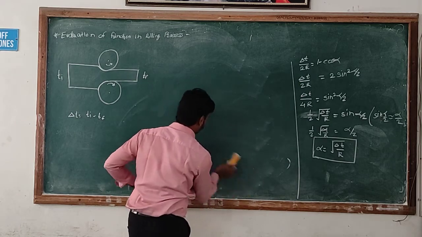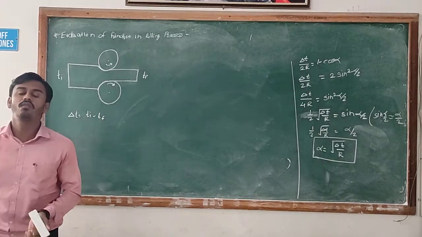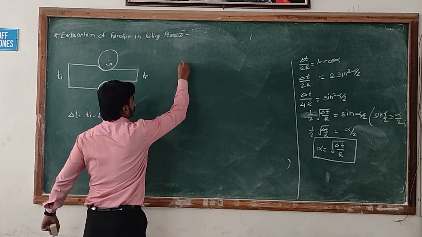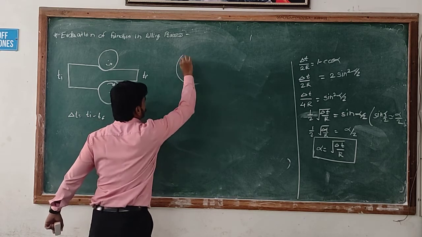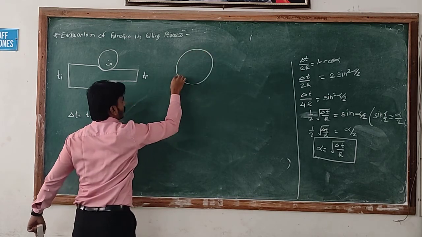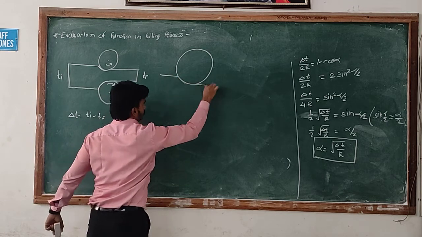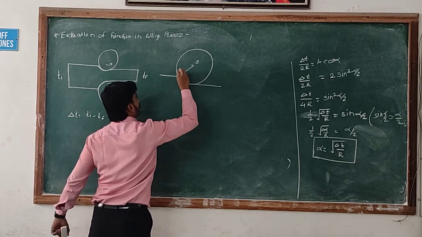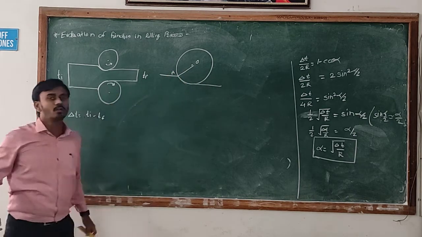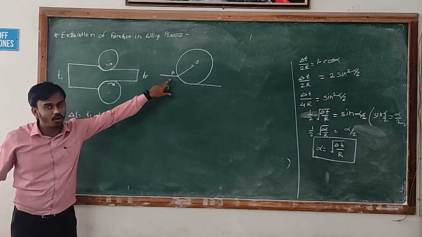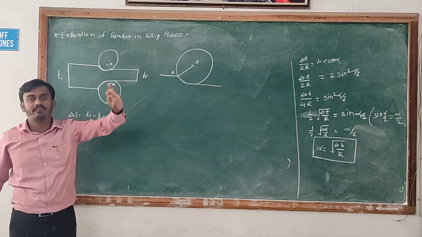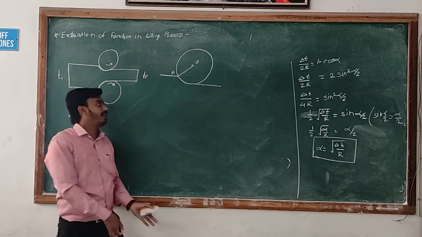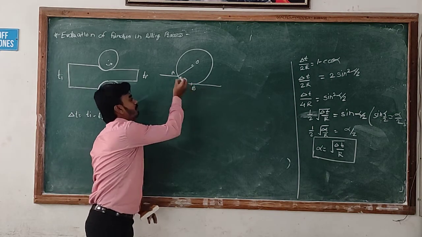Now we will do the force analysis of the material, the force analysis of the load. This is my roller. Here is point O, point A. The contact of the roller starts at point A and ends at point B.